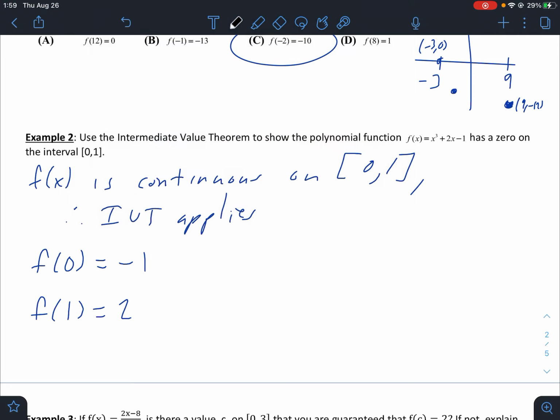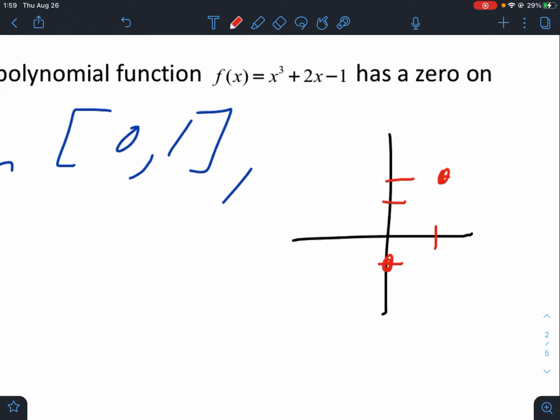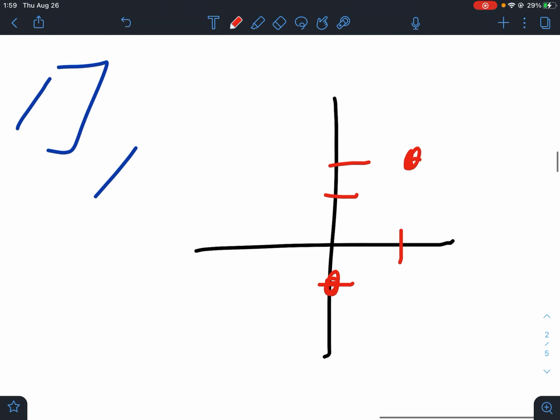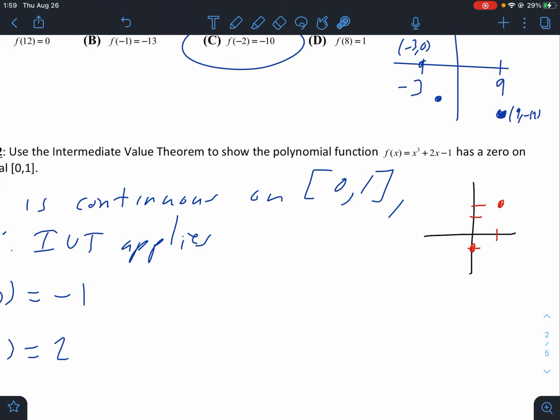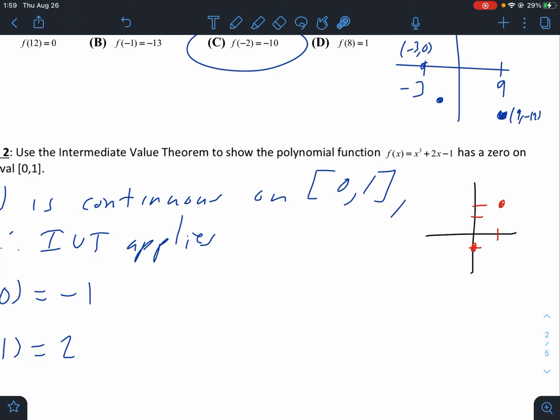Okay, let's just think about this for a second. If you have a graph that goes from (0, -1) to (1, 2), and it's continuous, doesn't it have to cross 0 somewhere along the way? And the answer is yes. Now we just got to say how we write this out.